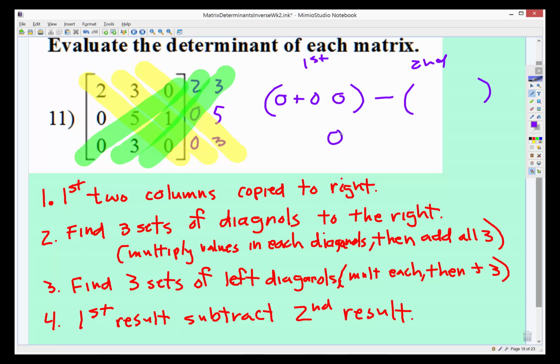Well, that's easy. Let's go the other way. 0 times 5 times 0 is 0. 3 times 1 times 2 is 6. 0 times 0 times 3 is 0. So what you end up with is 0 subtract 6, which equals -6.